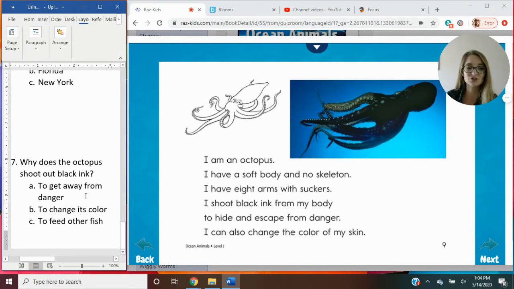Okay, let's listen to our choices. Why does the octopus shoot out black ink? A, to get away from danger. B, to change its color. C, to feed other fish. You pick which one. A, to get away from danger. B, to change its color. C, to feed other fish. Which one is the reason why an octopus shoots out black ink?